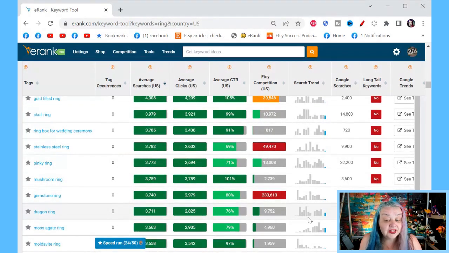Oh, dragon rings. Now we can expect them to maybe be picking up popularity with the new Game of Thrones House of the Dragon series coming out soon. So having an idea of what's happening in the world. Anyway, right. I could do this forever, but that is the extent of keyword research for a super saturated niche.